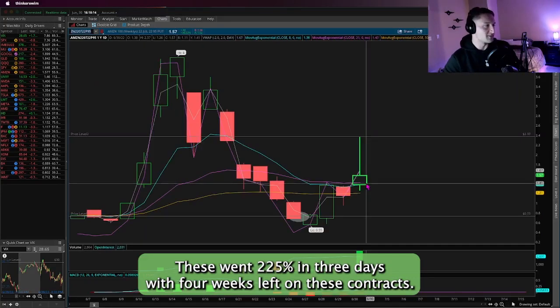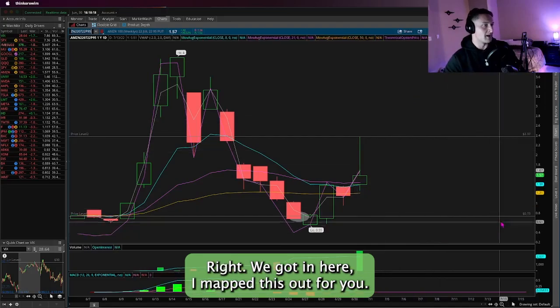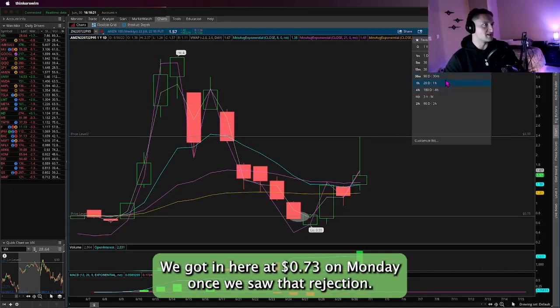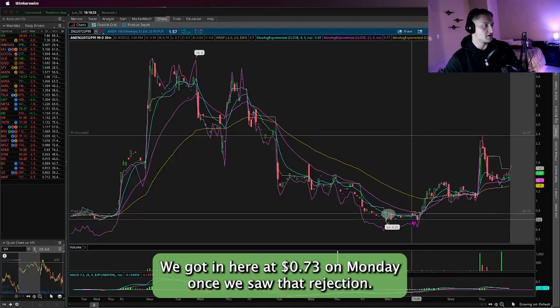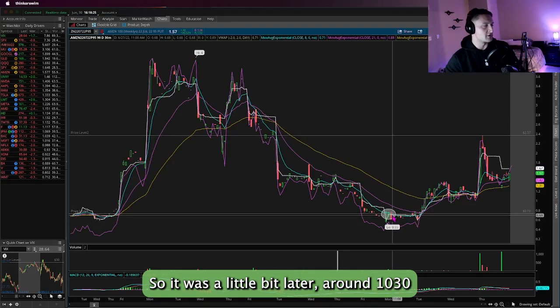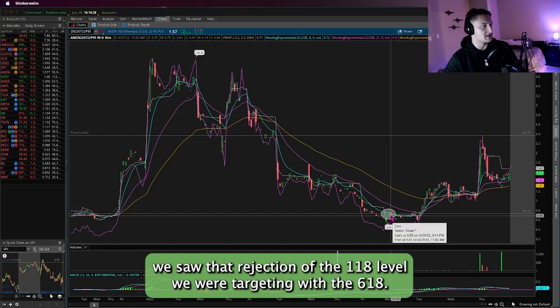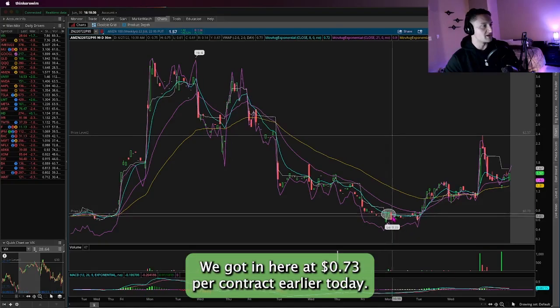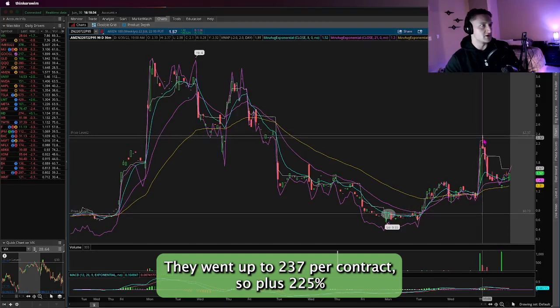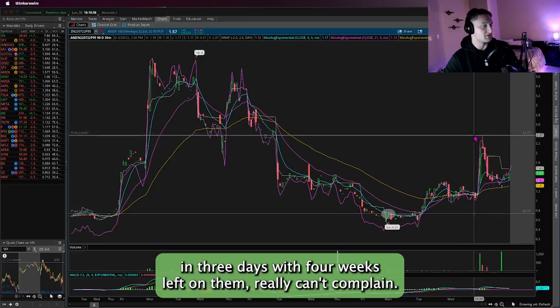These went 225% in 3 days with 4 weeks left on these contracts, right? We got in here, I mapped this out for you. We got in at 73 cents on Monday once we saw that rejection. It was a little bit later, around 10:30. We saw that rejection of the 118 level we were targeting with the 618. We got in at 73 cents per contract. Earlier today, they went up to 2.37 per contract. So plus 225% in 3 days with 4 weeks left on them.